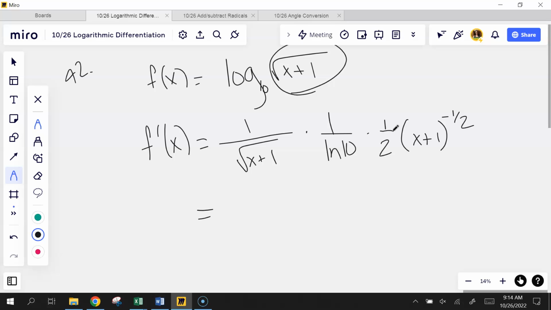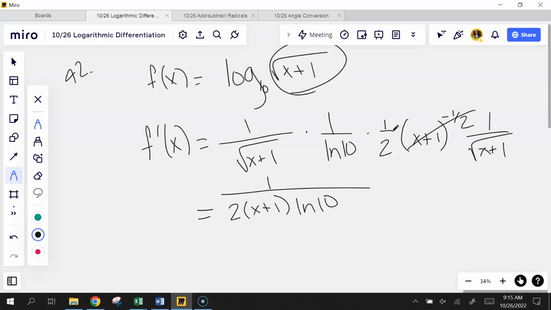All right, so let's put it all together. I've got 2 square roots in the bottom here again, right? This is the same thing as 1 over square root of x plus 1. And when I multiply those two things together, the radical just drops off. So I really have 2 times x plus 1 times the natural log of 10. Right? Yeah, that's all I can do there. That's it.